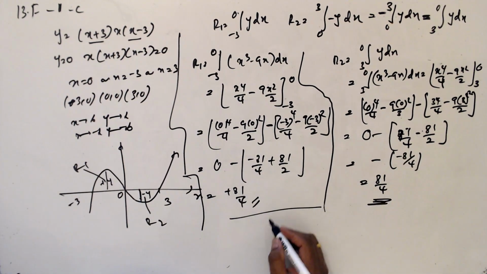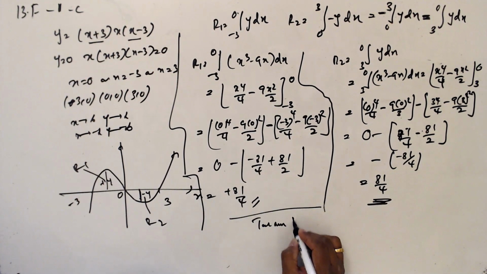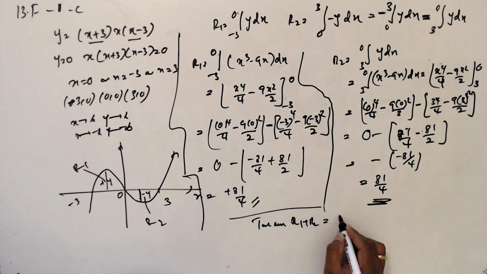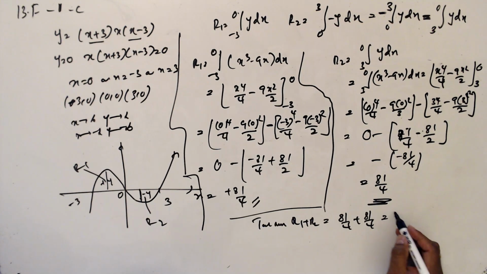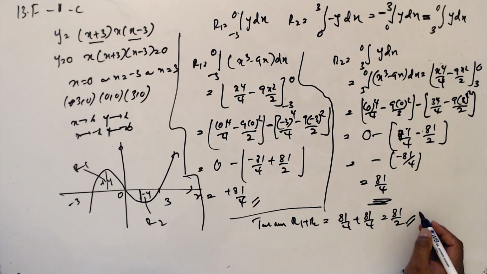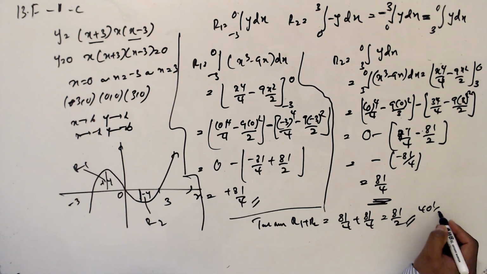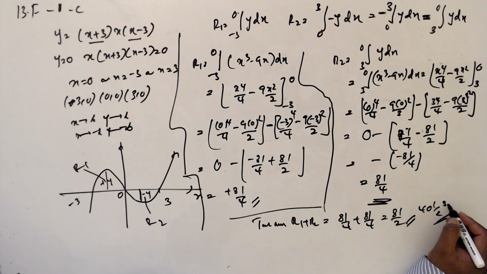Now total area is R1 plus R2. 81 over 4 plus 81 over 4, that is 81 over 2. 41 and a half square units.